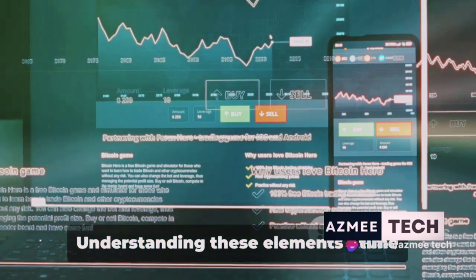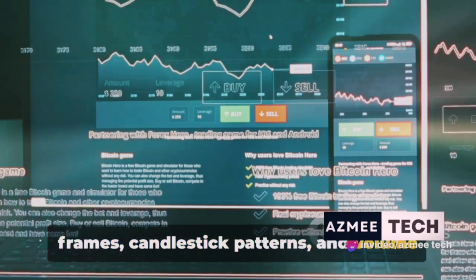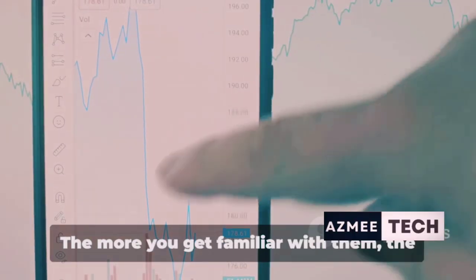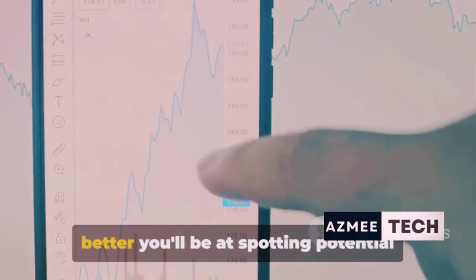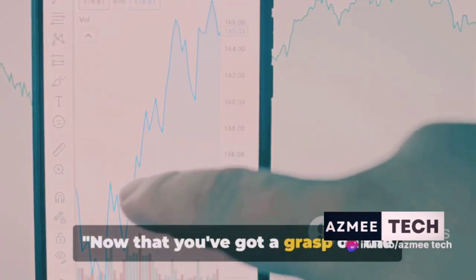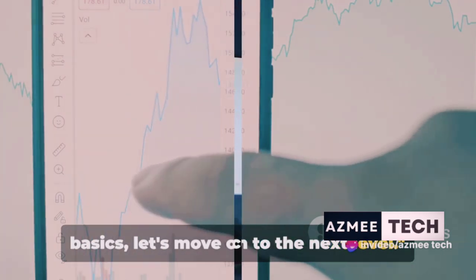Understanding these elements, time frames, candlestick patterns, and volume bars, is crucial for interpreting the price trends of cryptocurrencies. The more you get familiar with them, the better you'll be at spotting potential investment opportunities. Now that you've got a grasp on the basics, let's move on to the next level.